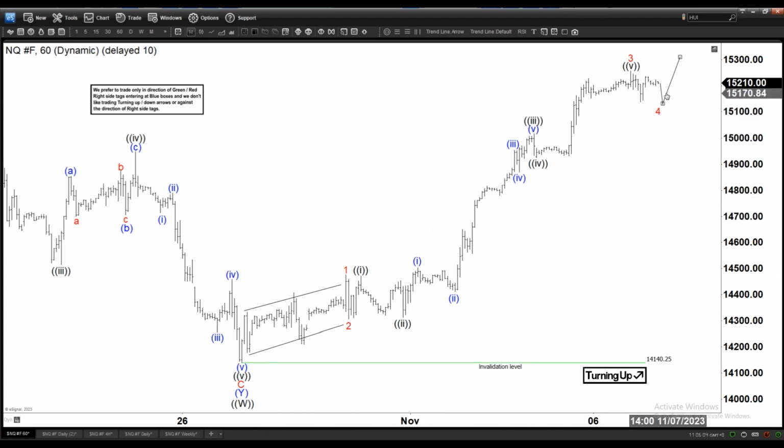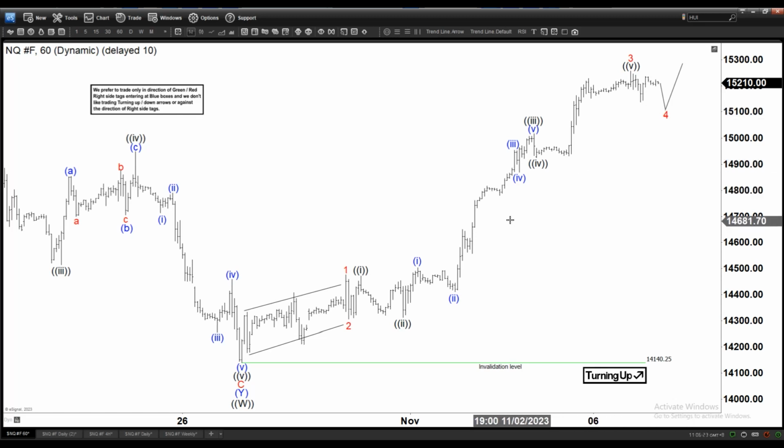So naturally the question is whether we finished the correction, whether this rally is going to be the start of a new bullish leg that will take us to new highs, or whether this is only a corrective rally. So that's what we're going to be looking at.